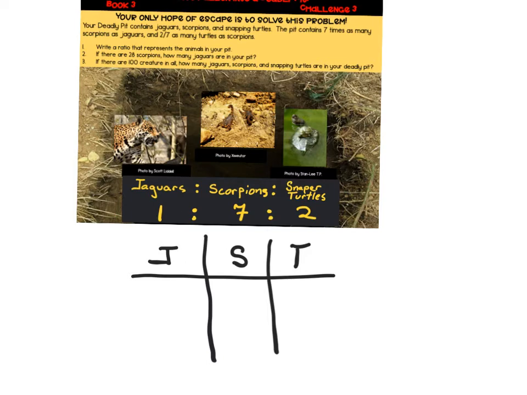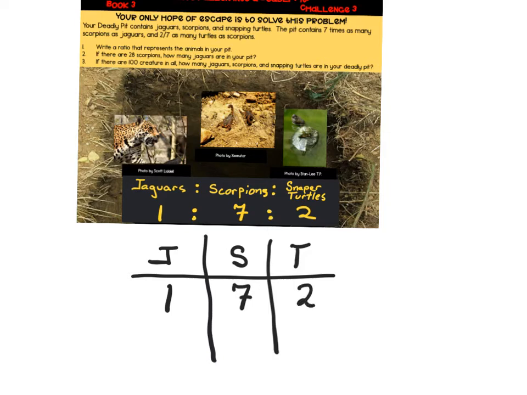So the first thing I want to do is rewrite my ratios here, down here. So there's 1 jaguar, so I'll plug in 1 jaguar. And then I've got the ratio of 1 to 7 scorpions, so I'll write 7 right there. And then the ratio continues, and I got 2 snapper turtles. I just put T for turtle, and here we go. I've got 2 right there.